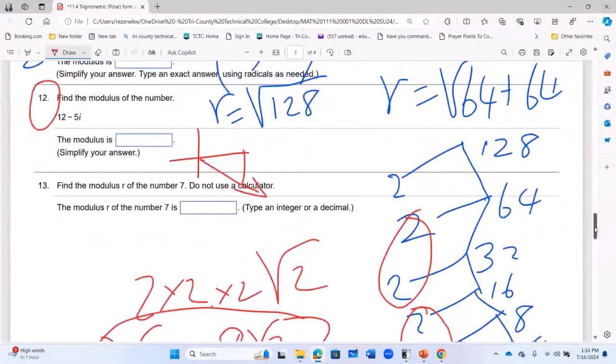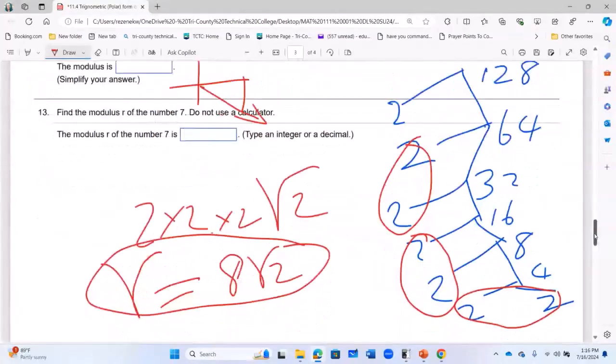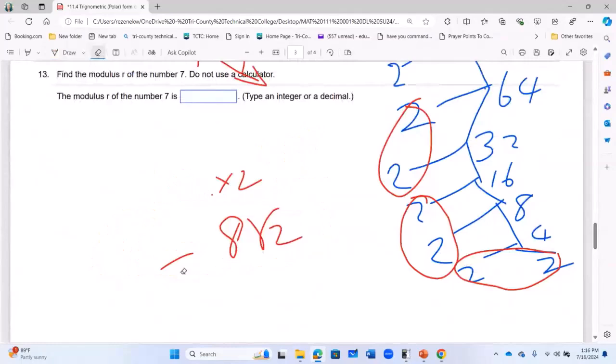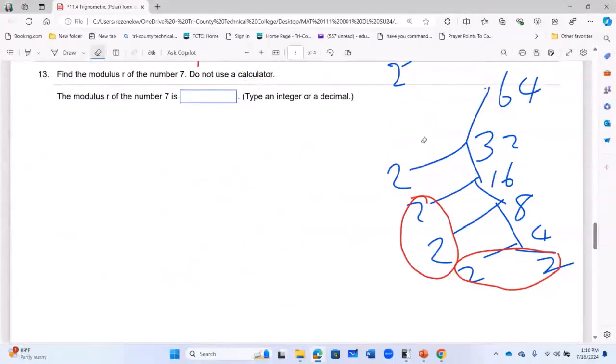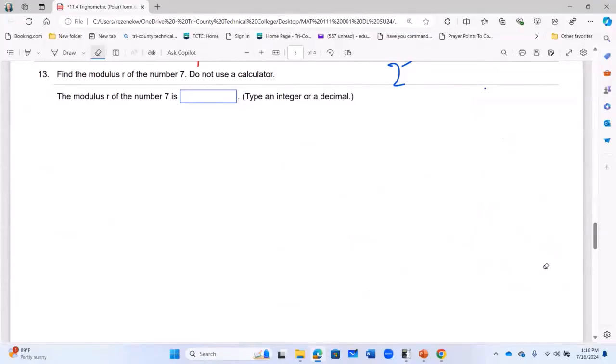Number 13, find the modulus. Okay, I'm going to start number 13, you finish it. The only hint here is please write the standard form of a complex number. So don't just start doing it. When you dabble into doing it, you will mix up some things. Even if it means you have to draw a unit circle, draw a unit circle.